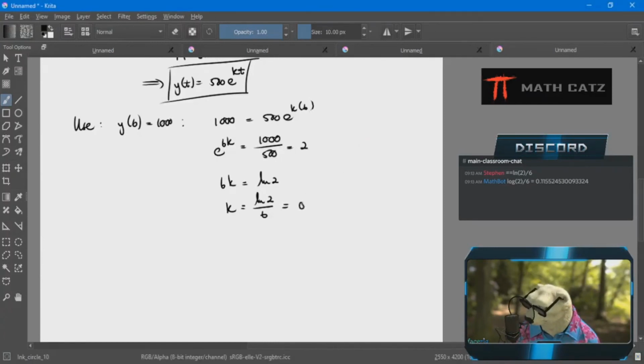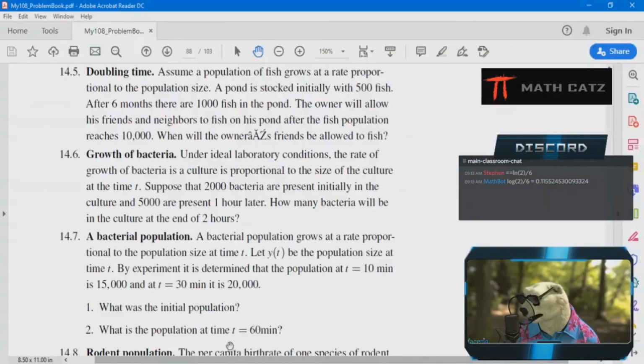We get 0.1155 and some change. So now we have our function completely. Even though I write K, I am aware that I have an exact value for K. It's just an ugly decimal number. I don't want to put it into my function. So now let's see what their question is.